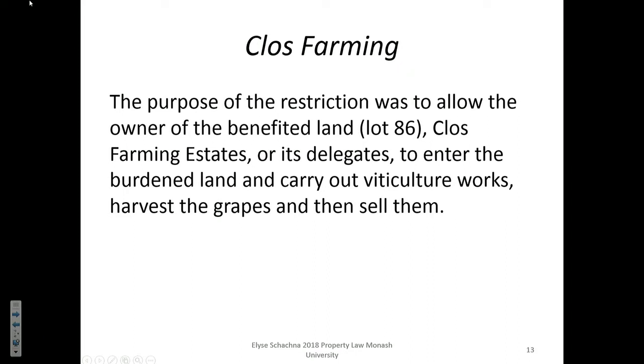So the court considered whether or not this was a valid easement, and both the Supreme Court and the Court of Appeal found that there was no valid easement based on these rights in issue. Therefore, no caveat could be lodged, and if a caveat was lodged, it would have to be removed.